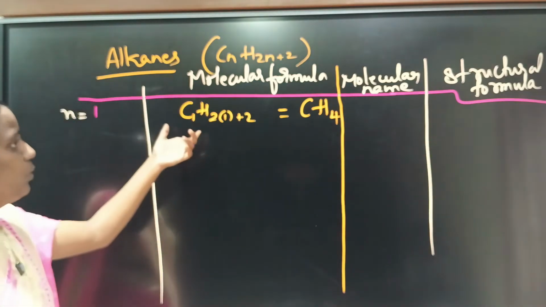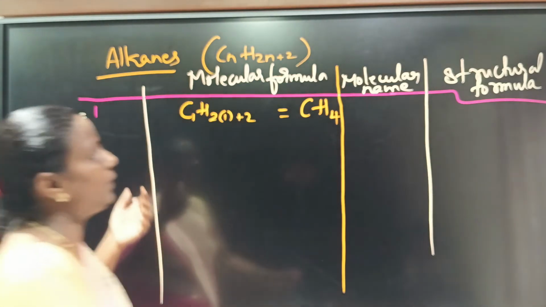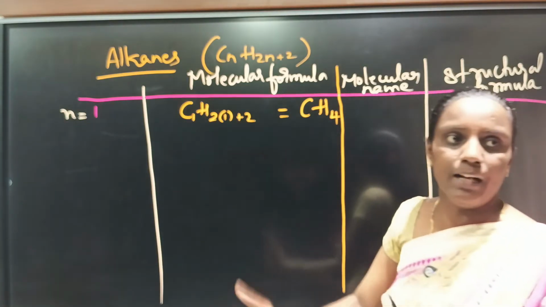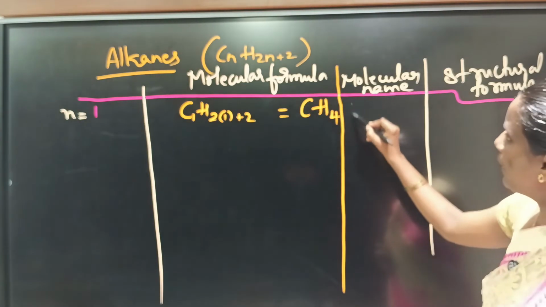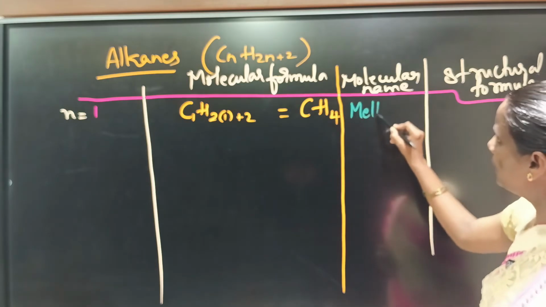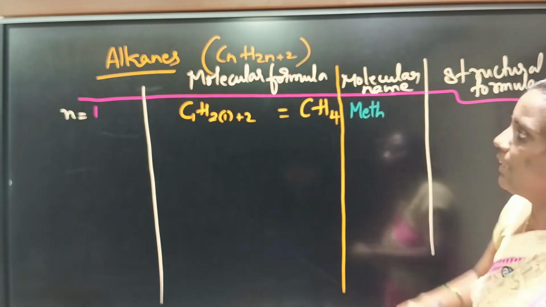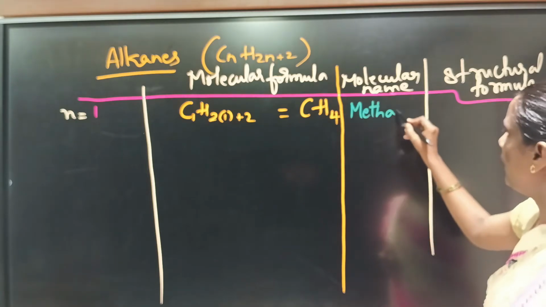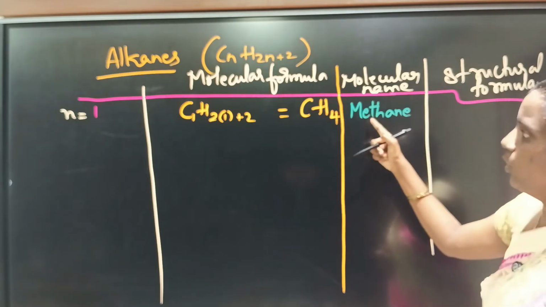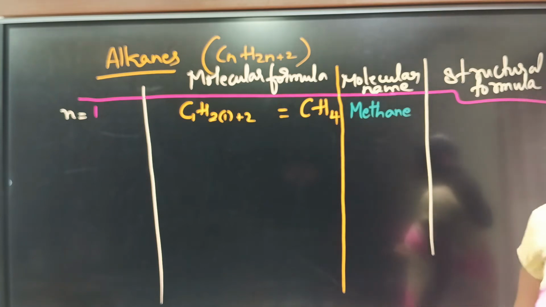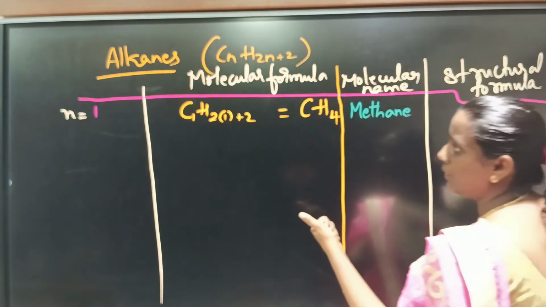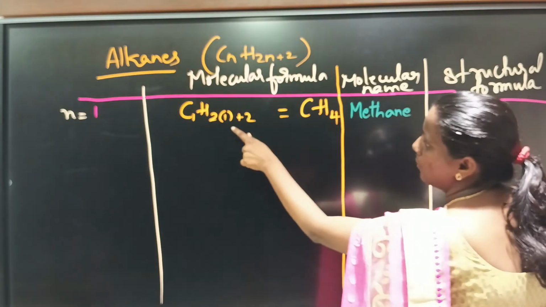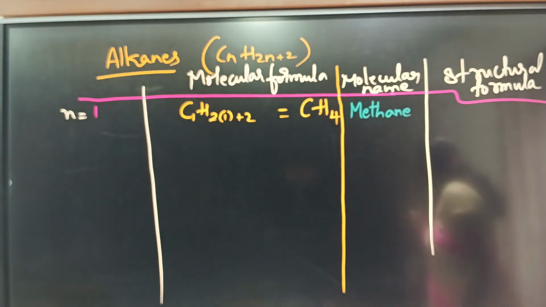Now CH4, what will be the molecular name of that? When we have 1 carbon atom, we always represent it as meth, and you know that it is an alkane. Alkanes in the sense that the last part ANE I am going to take, so the molecular name will be methane. It is formed by a single bond.